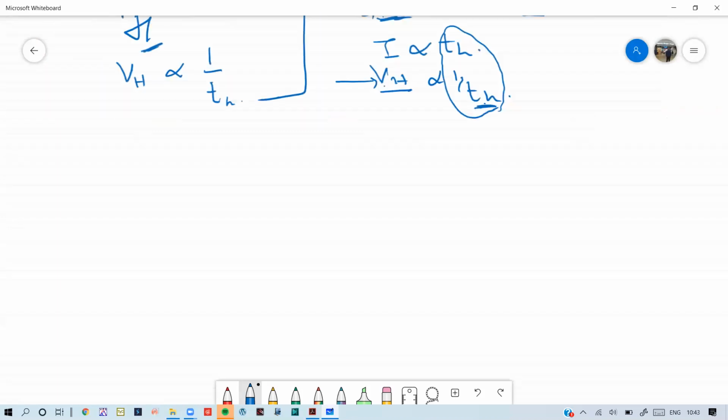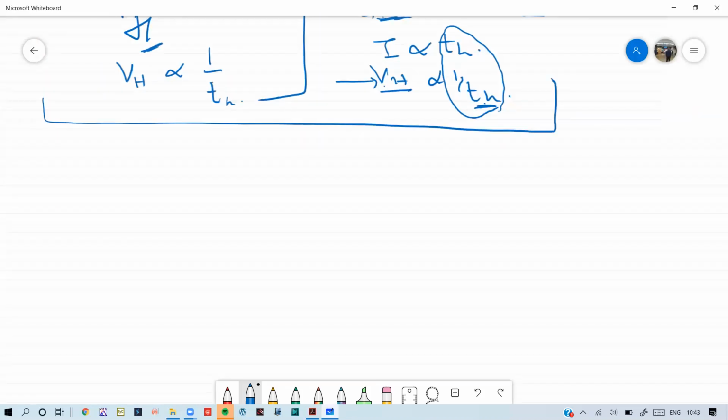Now, coming to the next point: we have taken a sample or material in a rectangular shape above. But you can have many shapes. Theoretically, the physics should remain the same.